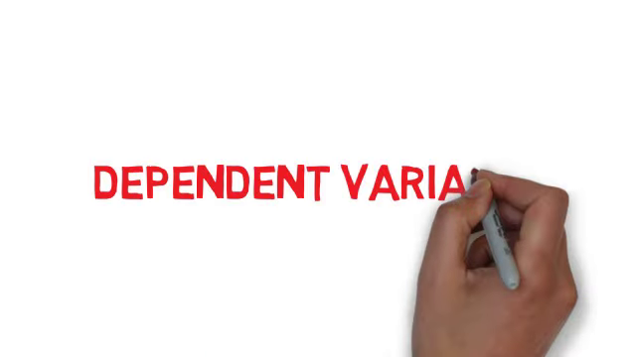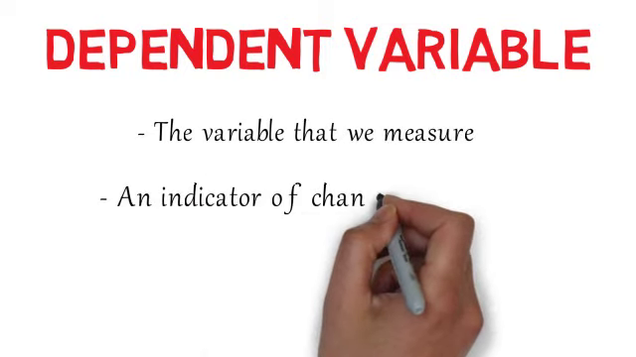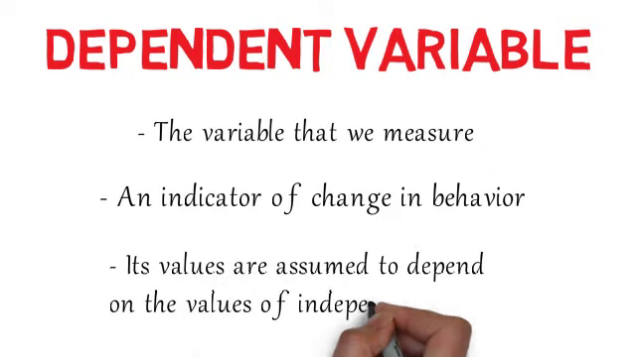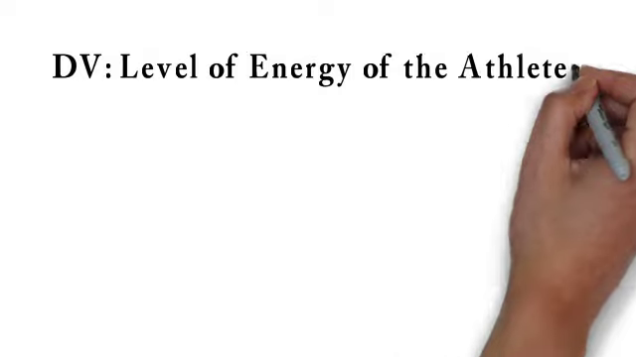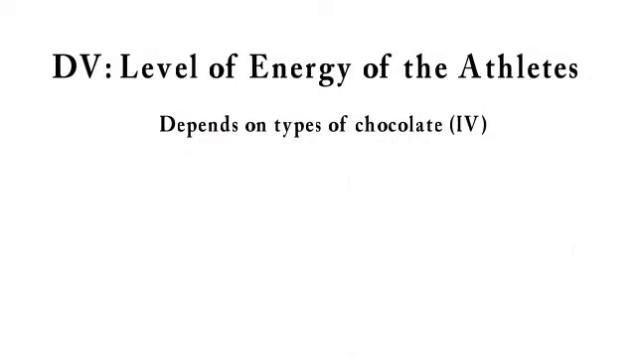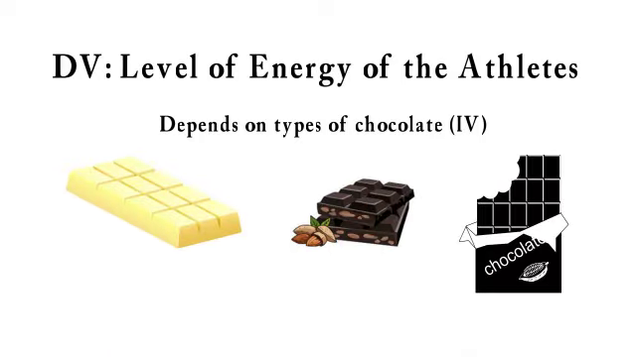Ang dependent variable naman, it is the variable that we measure. It is also an indicator of change in behavior, and its values are assumed to depend on the values of independent variable. Sa example natin, ang ating dependent variable ay ang energy ng athletes. Nakadepende ang energy ng athletes sa iba't ibang klase ng chocolates na ibibigay natin sa kanila.